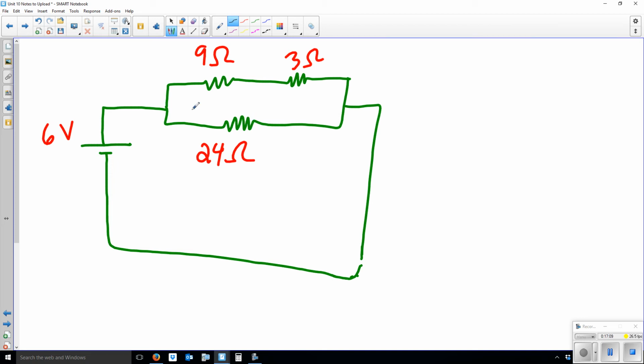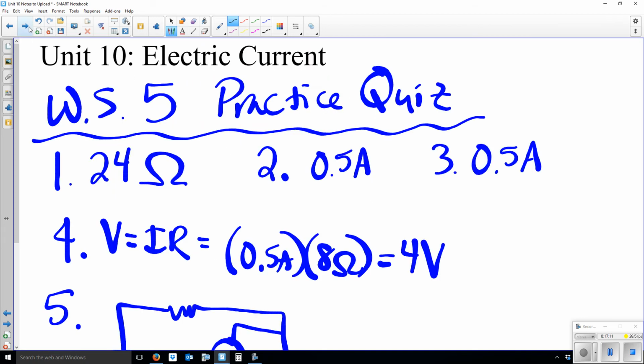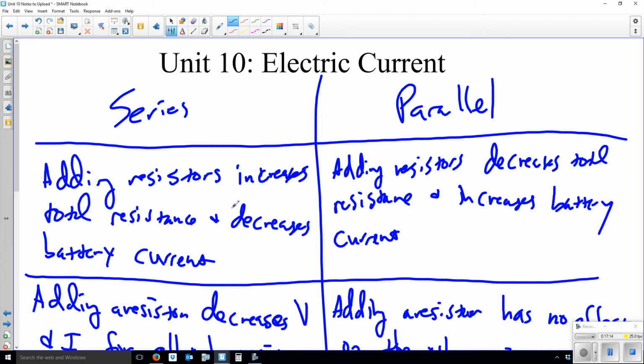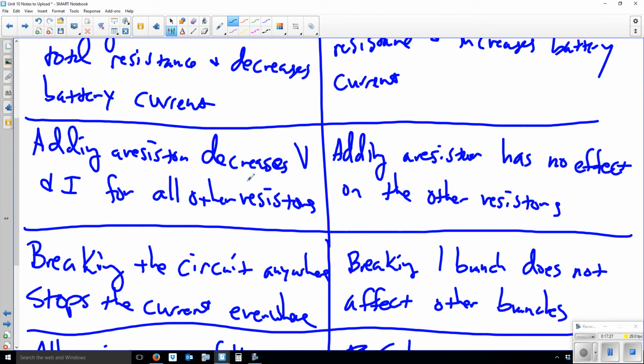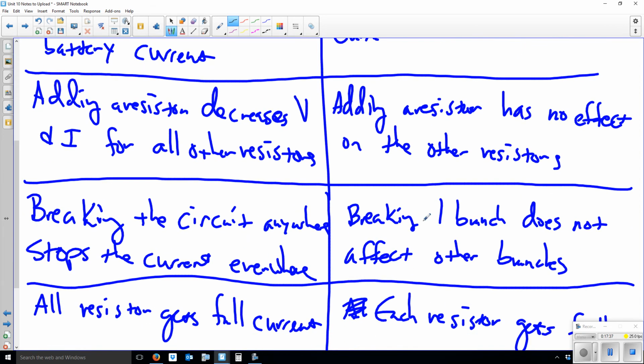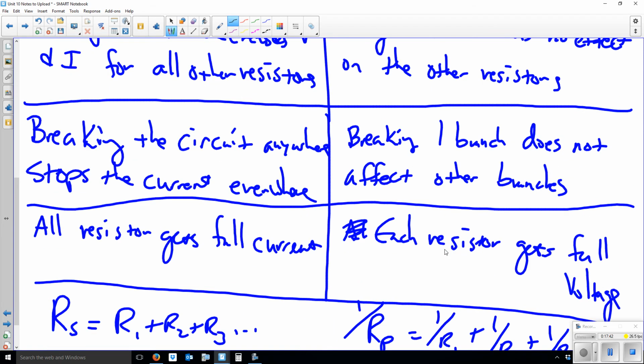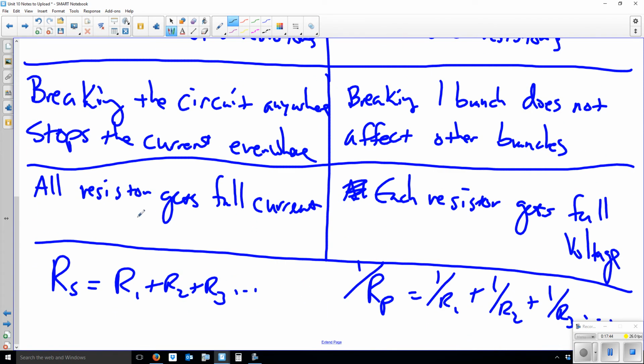So just for series and parallel, if you add resistors in series, it increases total resistance and decreases the current. Parallel does the opposite, decreases the total resistance and increases current. Adding a resistor in series decreases the voltage and the current for all of the resistors. Adding resistors has no effect on other resistors in parallel. In series, if you break the circuit, the current stops everywhere. For parallel, breaking one branch doesn't affect any of the other branches. Each branch is independent of the other branches. All resistors get full voltage in parallel versus full current in series. Again, this is series versus parallel, and then adding up those total resistances.